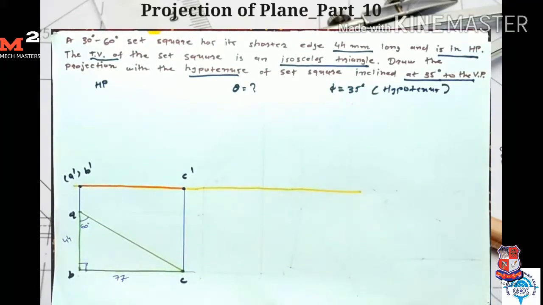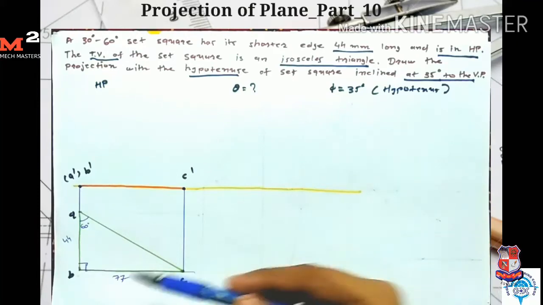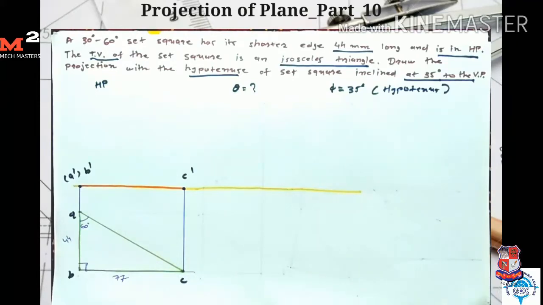So in the second stage theta is not given. Here in the second stage theta is not given, but one condition is given that the top view of the plane is seen as an isosceles triangle. So in the second stage we draw the set square with two equal sides. Here the length 44 mm is constant. The length of side BC is reduced to 44 mm, because in the second stage the set square is seen as an isosceles triangle. So we draw the isosceles triangle with two equal sides of 44 mm. The length of this 77 mm side is reduced to 44 mm because of inclination.